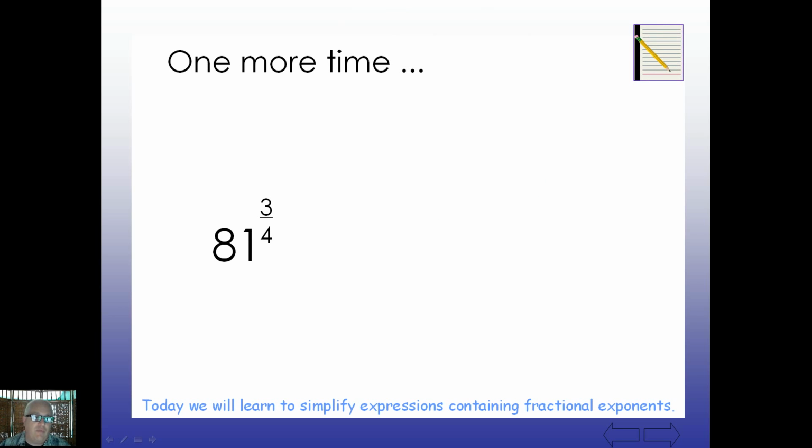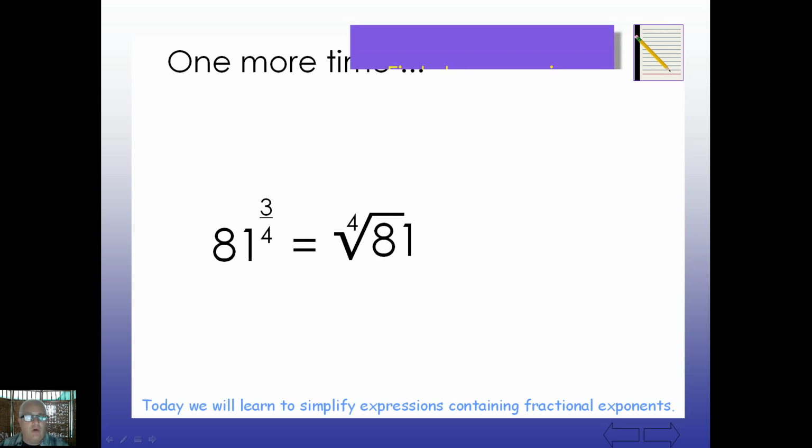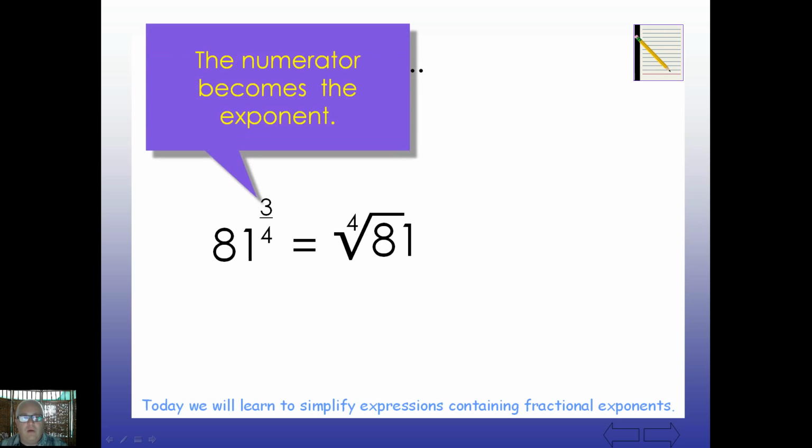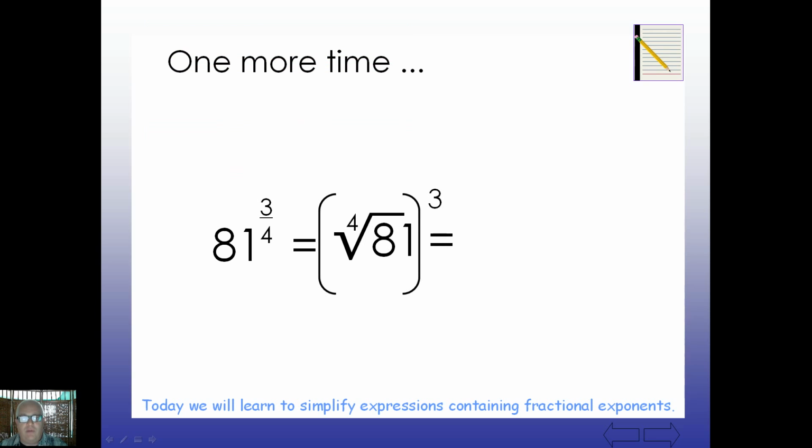One more time. 81 to the 3/4. What do you think? So where are the roots? Are the roots on the top or the bottom? Well, the roots, of course, are on the bottom. So we're going to go the 4th root. Remember that the root and the index are the same. So it's the 4th root of 81 raised to the what exponent? How about the 3rd? So the 4th root of 81 is 3.